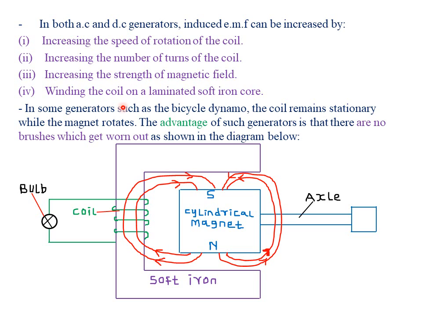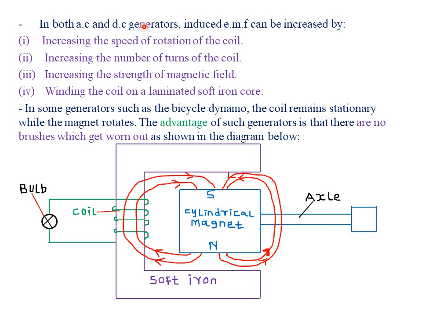So in some generators, such as the bicycle dynamo, the coil usually remains stationary while the magnet rotates. So the advantage of such generators is that there are no brushes which get worn out, of course, as shown in this particular diagram. So you can be asked to give an advantage of using a bicycle dynamo to generate electricity as compared to maybe a DC or an AC generator.